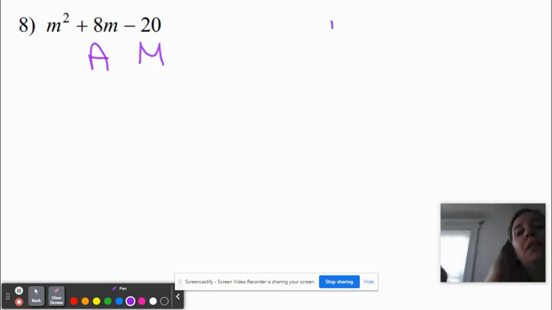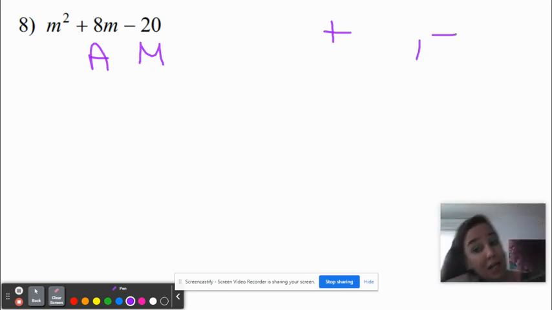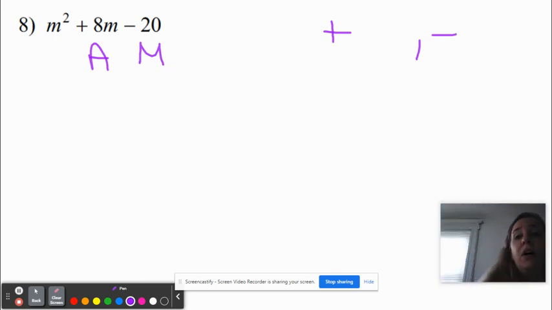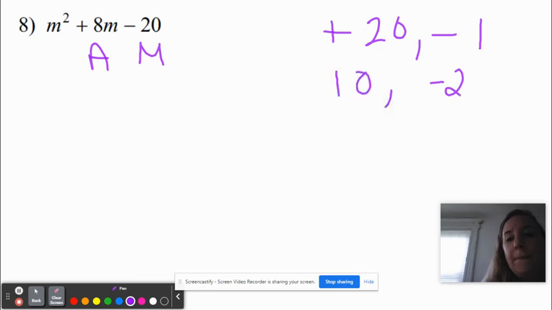Okay, positive and negative, adding to a positive, so our bigger number needs to be positive. Okay, so we've got 1 times 20, which adds to 19. Not going to work. Negative 2, positive 10. 10 minus 2 is 8. That's it. We did it.